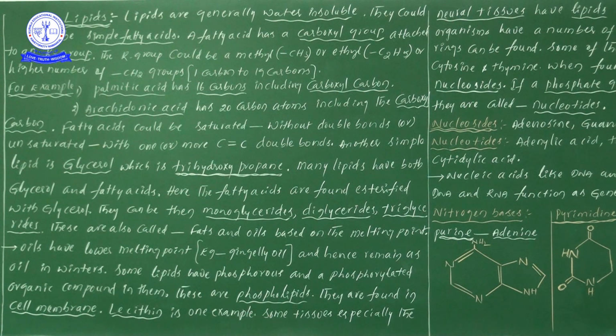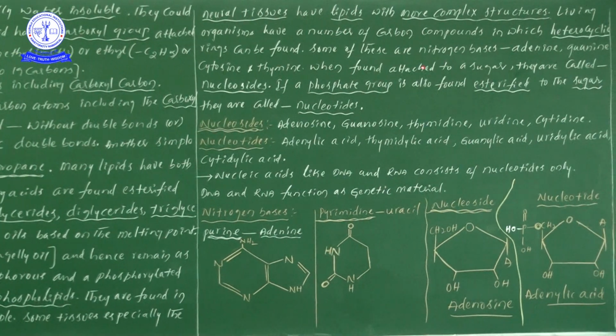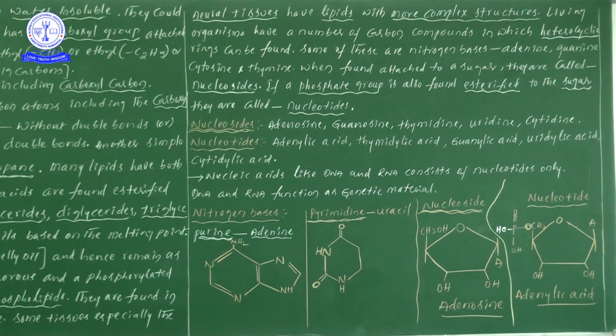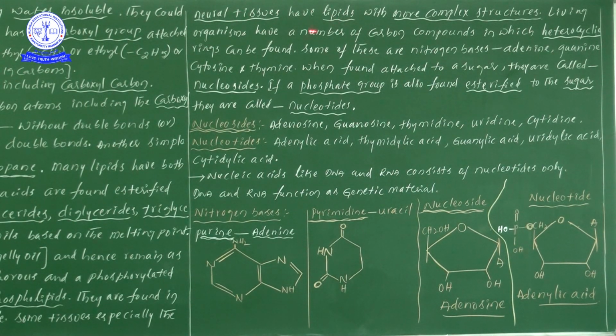Next one, some tissues, especially neural tissues. Generally, neural tissues have lipids. What lipids are present in the neural tissues? They have more complex structures. The complexity is more. They are definitely lipids only, but with somewhat more depth. So that is up to here regarding lipids.